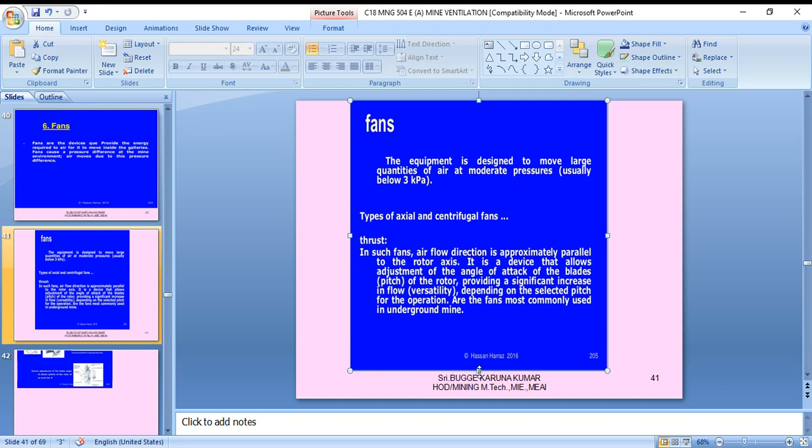So these days fans in series and fans in parallel are also there, depending upon the requirement. Most of the axial flow fans are direct drive. The centrifugal fan is the opposite, in the direction of the rotation. This is the difference between the centrifugal fan and the axial flow fan.